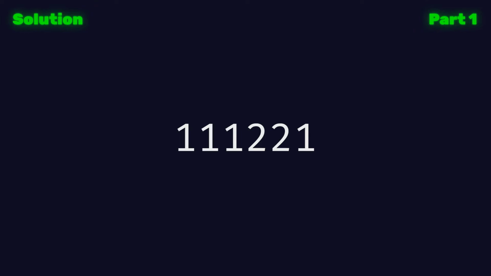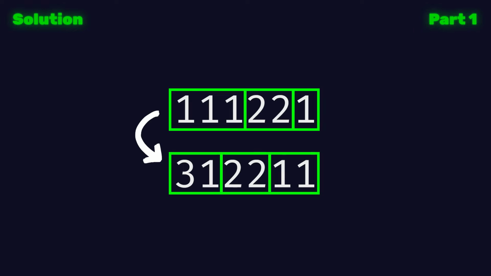We shall start with this sequence of 1-1-1, 2-2-1. The first step of the game requires us to identify groups of numbers that are the same. In this case, that is visualized as these 3 blocks. Then we have to translate each block as if we were reading it out loud. The first block consists of 3 1s, so this segment is translated to 3-1. Next up is the segment with 2 2s, which remains the same. The last segment has 1-1. Concatenating the results of these segments is the new sequence while playing the game.